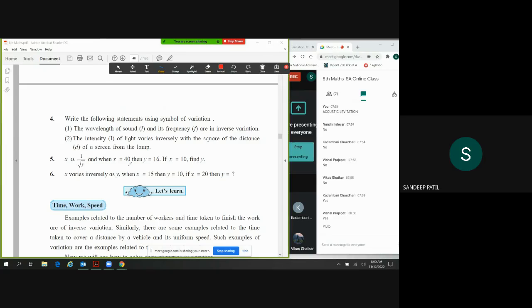Let's move forward. Here is another example: x is inversely proportional to the root of y. I think we have covered such a problem in an earlier example. And x varies inversely as y. If x is 15 and y is 10, then if x is 20, what is y? Can you solve this problem? So x is inversely proportional to y, so x is equal to k by y. If x is 15, then y is 10, so the constant becomes 150.